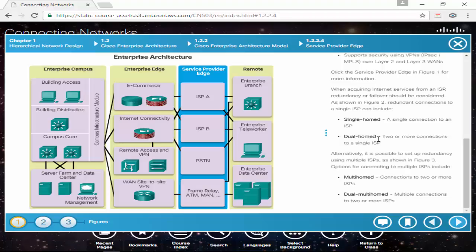We could have a single homed or dual homed ISP. That means 2 or more connections with dual home. Multi-homed means connections to 2 or more ISPs. Dual multi-homed means multiple connections to 2 or more ISPs. Alright, so that's the fun.